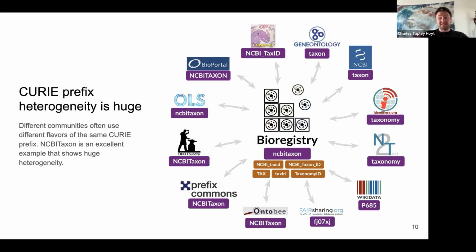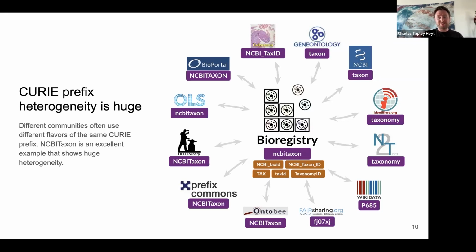The identifiers.org system uses taxonomy. The OBO Foundry uses NCBITaxon with a special set of capitalization. Bioportal uses it fully capitalized. Cellosaurus has NCBI_TaxID. GO uses just taxon, and so on and so forth. There are many different places using it in many different ways, so we need to be able to standardize these things.